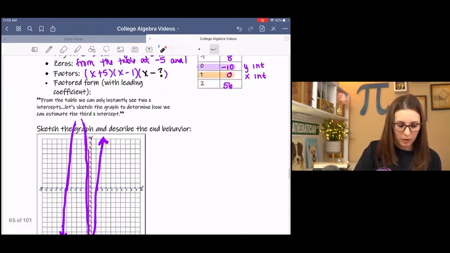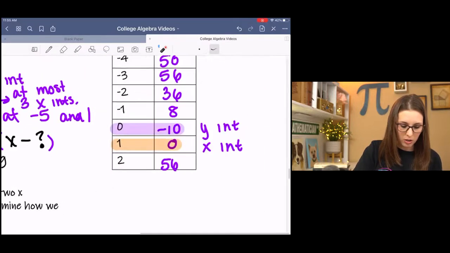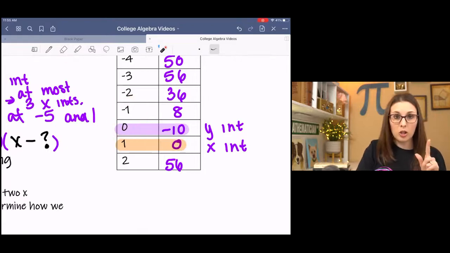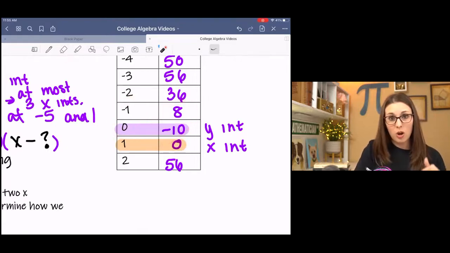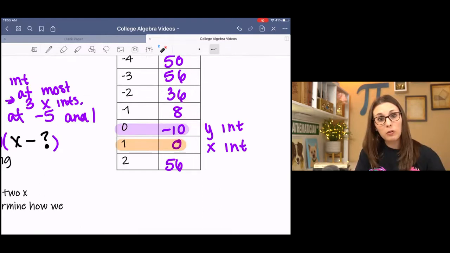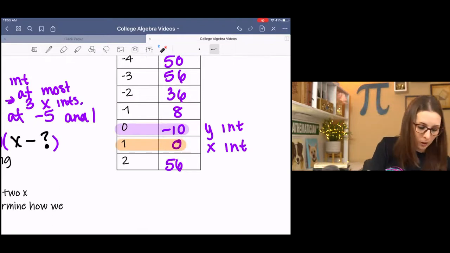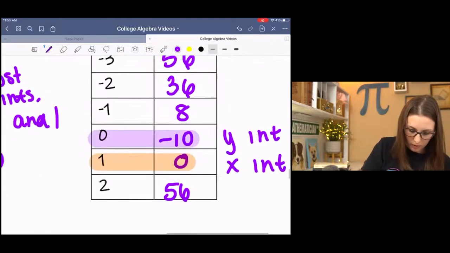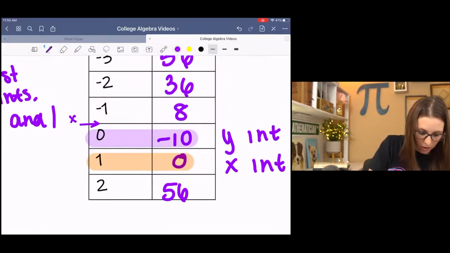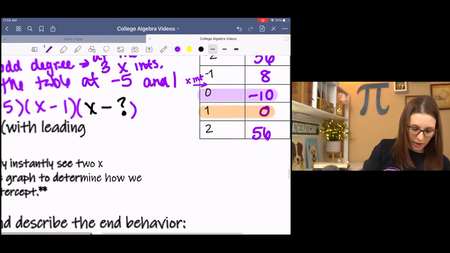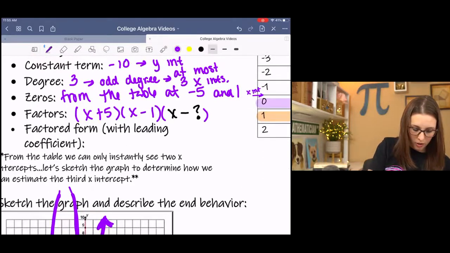Now, if I go to the table of values and look at -1 and 0 and note the corresponding y values, we can see that we went from a positive y value and dropped down to a negative y value. That indicates that it had to cross through the x-axis to get there. So there is another x-intercept between -1 and 0.